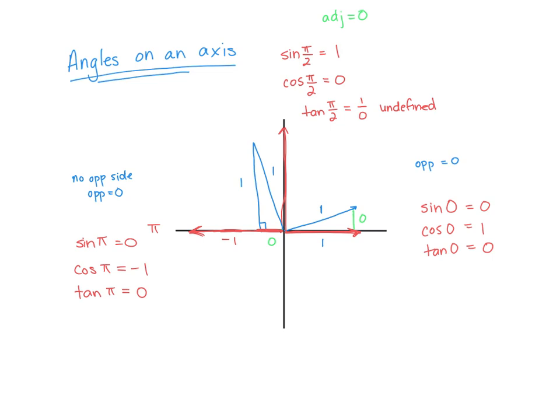So let's continue on. If I were to continue on, and now I were to ask you, what about sine of 3 pi by 2? I can locate where it is. It's on my negative y-axis. So I have a vertical distance, but I have no adjacent side.